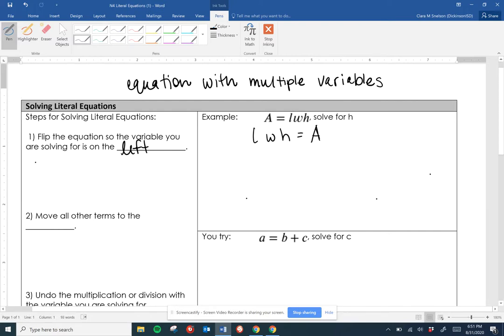So, for example, if I have 5 times 2 equals 10, that's the same thing as 10 equals 5 times 2. It doesn't change the value of our equation at all. And the next step is going to be to move all of the other terms to the right. And we are going to do that using the inverse operations.